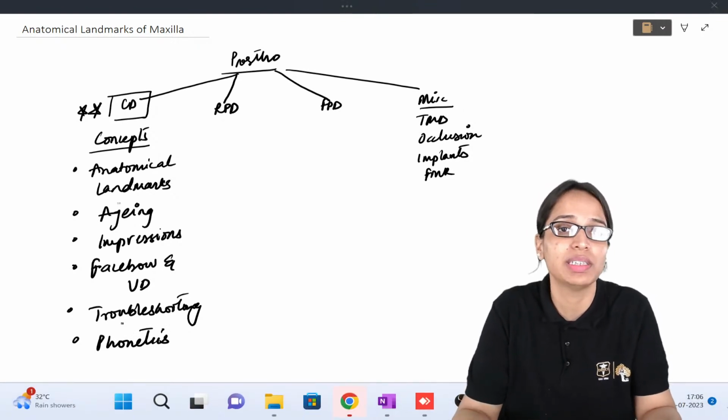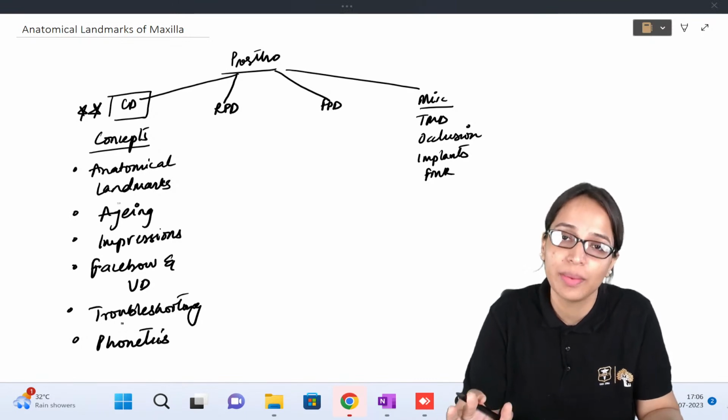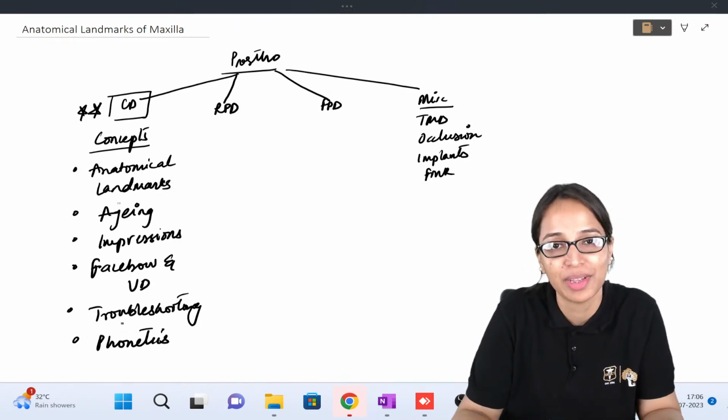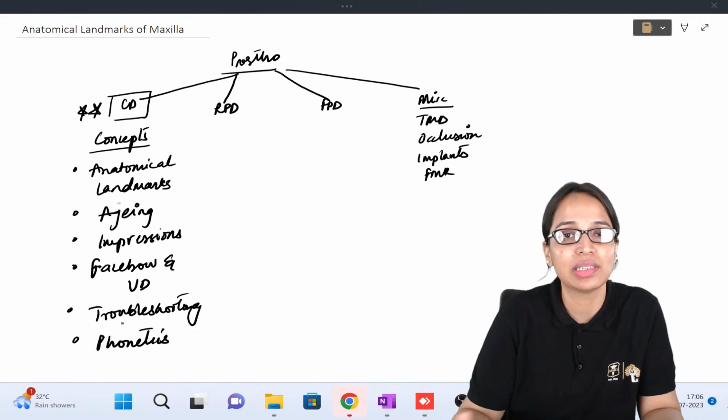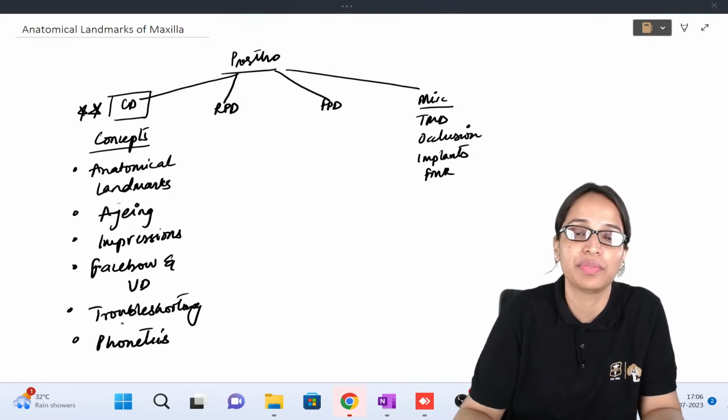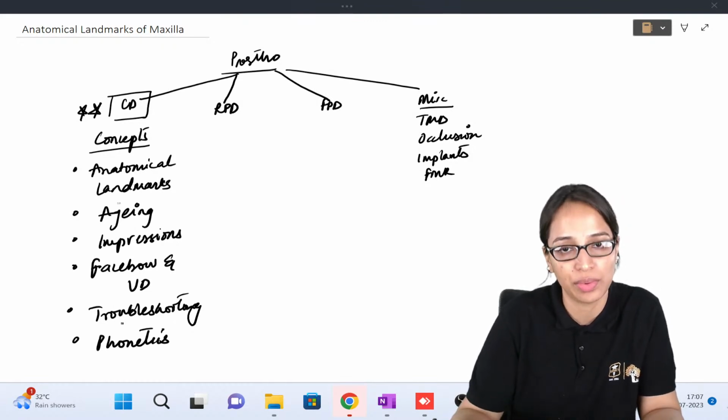The entire complete denture section is very important for your prostho MCQs. The general trend that you observe over the course of the last 10 years is that you will see almost 50 to 60% of weightage either going to CD or to RPD.